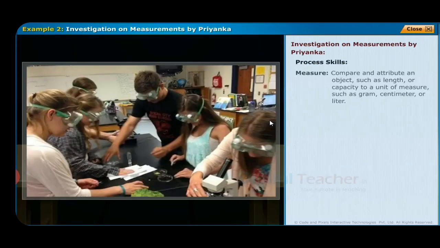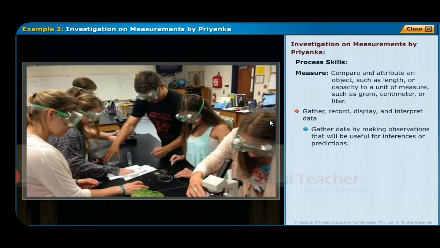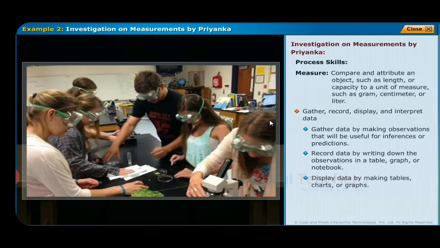Process skills. Measure. Compare and attribute an object such as length or capacity to a unit of measure such as gram, centimeter, or liter. Gather, record, display, and interpret data. Gather data by making observations that will be useful for inferences or predictions. Record data by writing down the observations in a table, graph, or notebook. Display data by making tables, charts, or graphs. Interpret data by drawing conclusions about what the data shows.